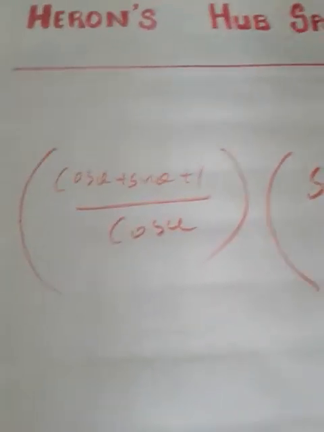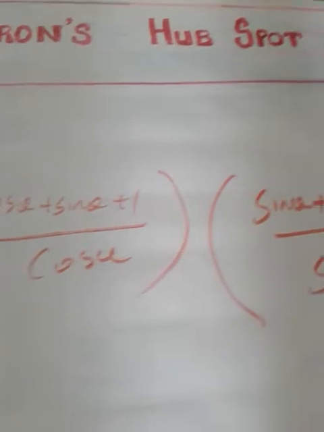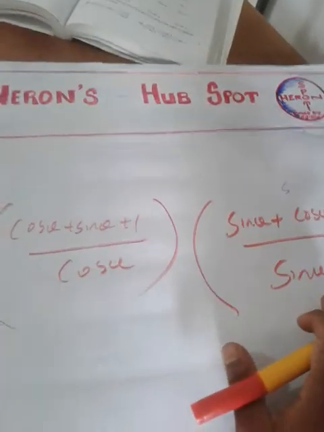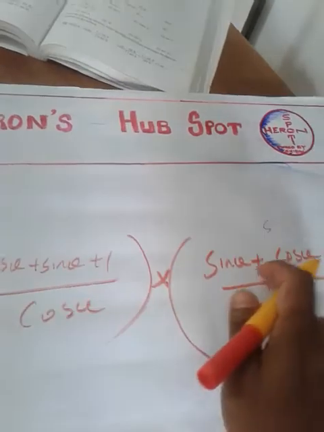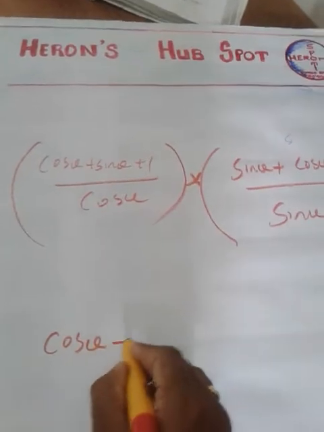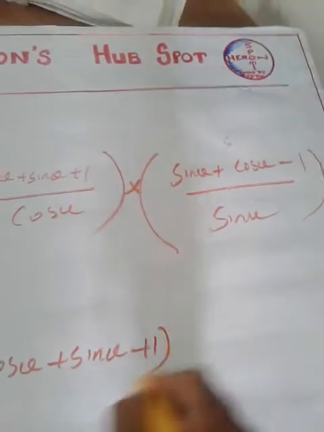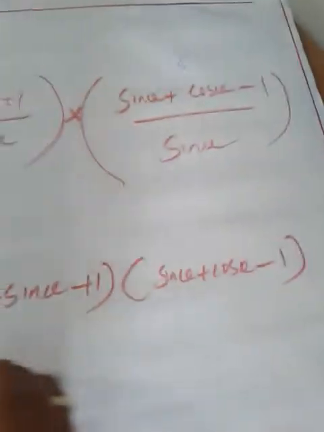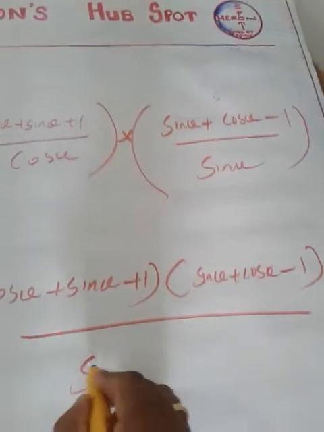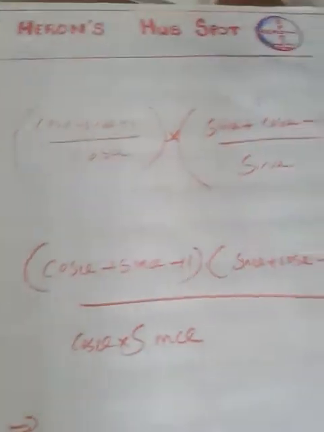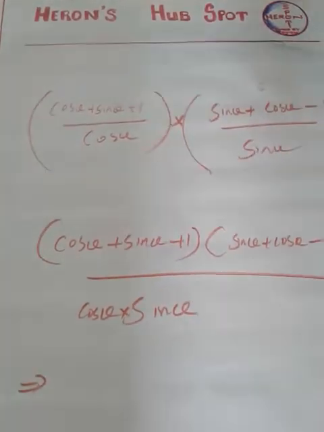Now we have reached this much: cos theta plus sin theta plus 1 divided by cos theta, times sin theta plus cos theta minus 1 divided by sin theta. As I said, this is one rational number, this is another rational number. We have to multiply two rational numbers. In order to do that, we multiply the numerators and we multiply the denominators. When you multiply the numerators, it becomes cos theta plus sin theta plus 1 into sin theta plus cos theta minus 1, divided by cos theta into sin theta. Once again, just multiply the numerators and multiply the denominators.